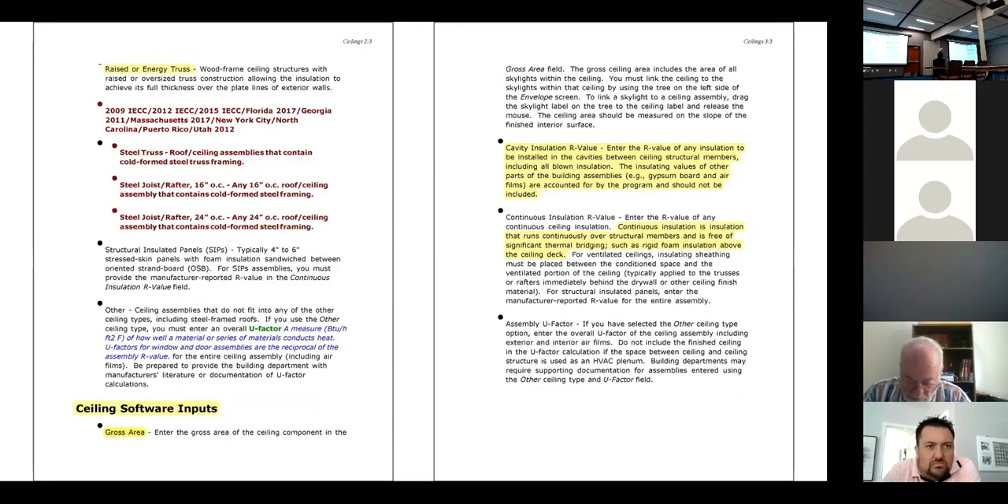Raised or energy truss. What's an energy truss? That's where you have a high enough heel at the outside wall that you can get full depth insulation all the way to the exterior of the building. Makes a big difference. In fact, it makes such a difference that if you are doing prescriptive table and your requirement is R49, if you put those trusses on, you can put R38 and have similar performance. Actually, you're going to have better performance because you're not going to have the condensation occurring around the perimeter where you have this much insulation.